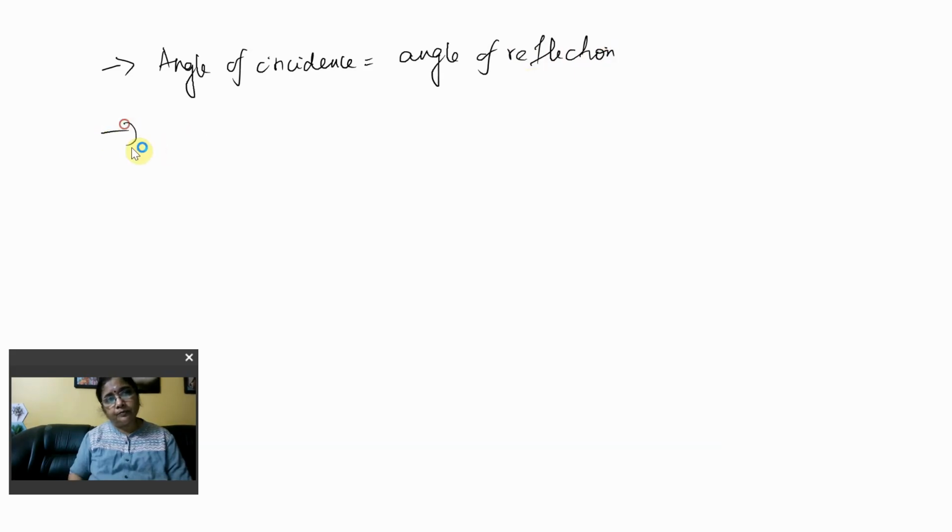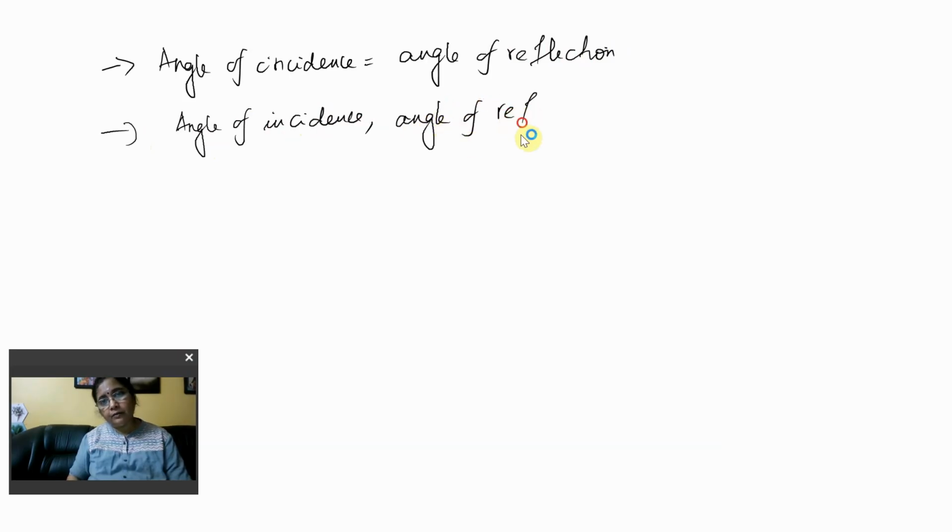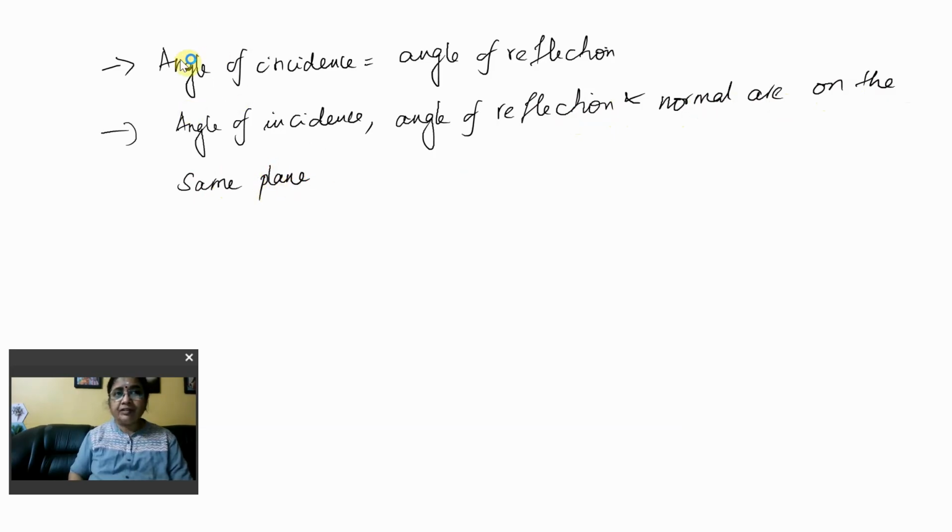Rule number two: angle of incidence, angle of reflection and normal are on the same plane. So understand, it is the angle of incidence, it's the angle of reflection, it is not the incident ray and it's the reflected ray. So what is angle of incidence?